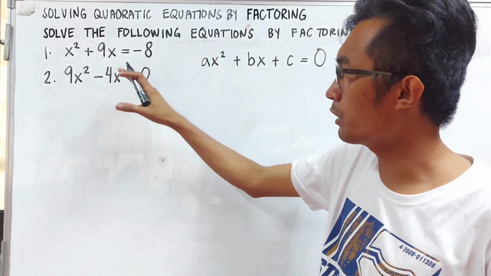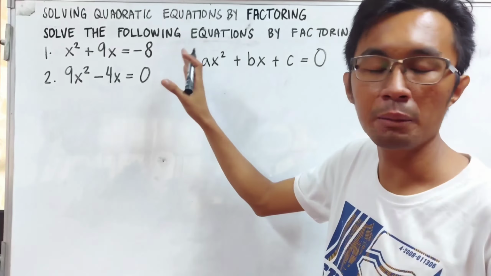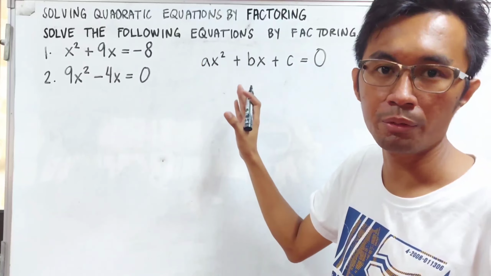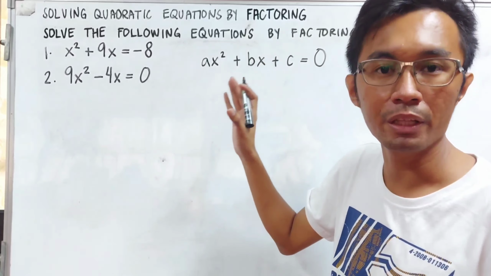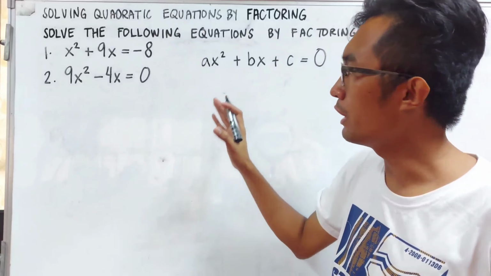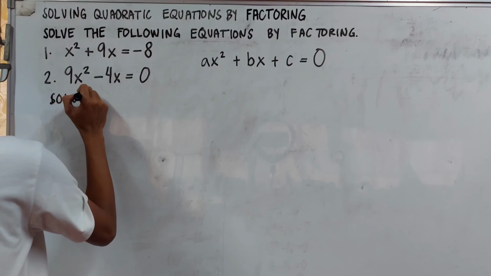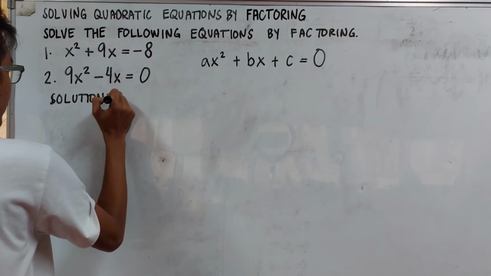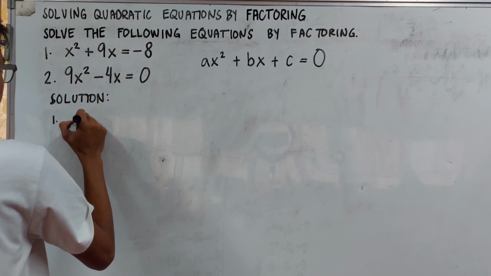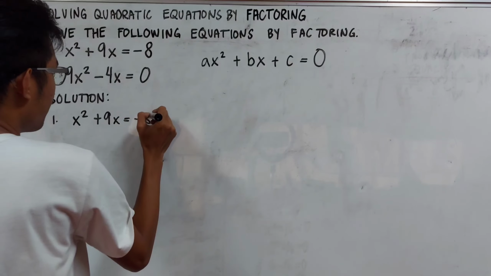So, since yung x squared plus 9x equals negative 8, hindi pa siya naka-standard form, kailangan natin transform yung equation into standard form. Okay, so that is step number 1. Transform the equation into standard form. So, para i-transform, ito yung solution. For the solution, number 1, x squared plus 9x equals negative 8.